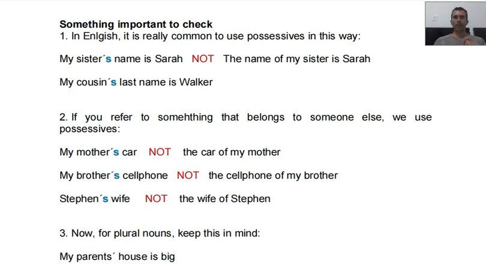Ahora, algo importante. Cuando nos referimos a posesivos, no es común decir el nombre de mi hermana es, o literal de un idioma a otro, the name of my sister is. No. So that is why we have to use possessives. Esa es la razón por la cual utilizamos posesivos. My sister's name is Sarah. My father's name is Angel. My mother's name is Celeste, for example. My cousin's last name is Walker.